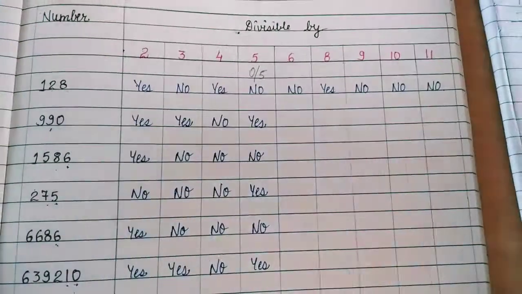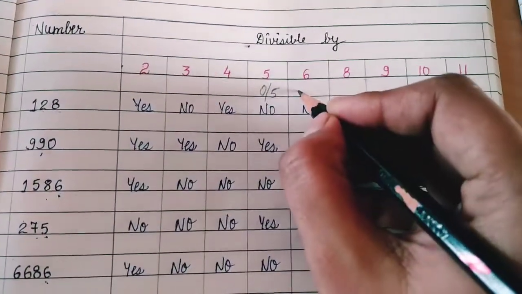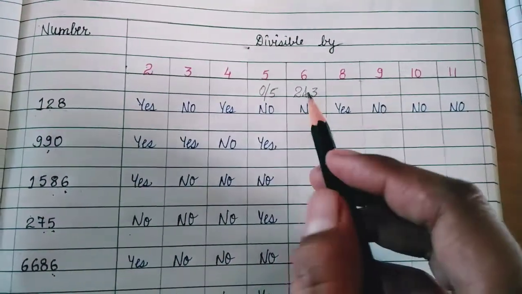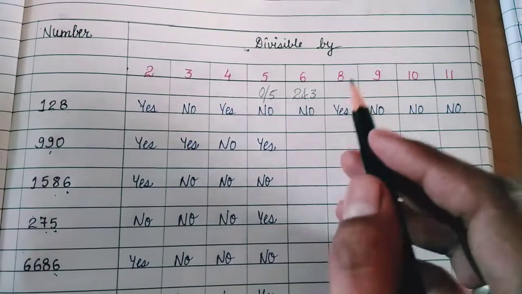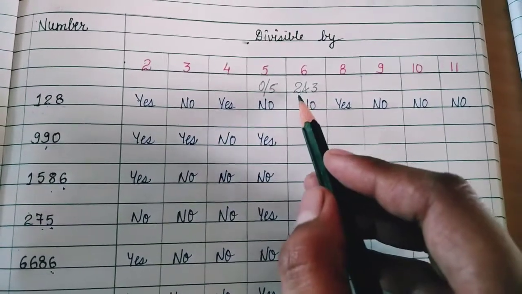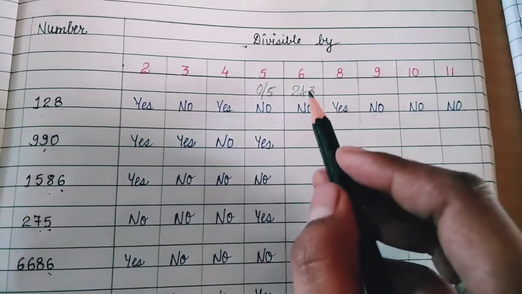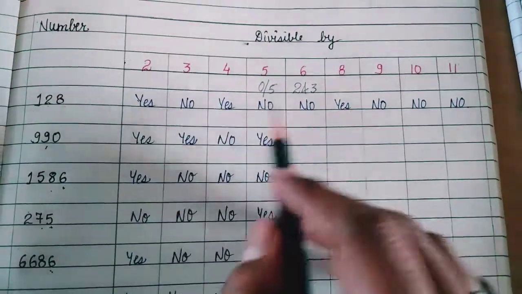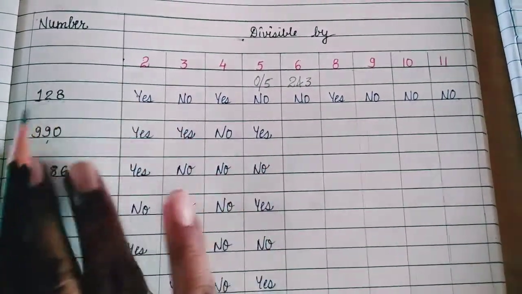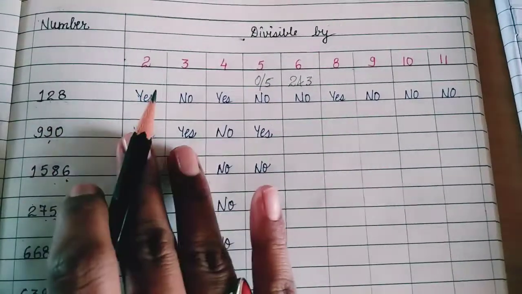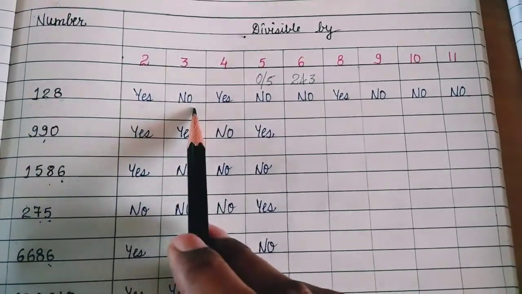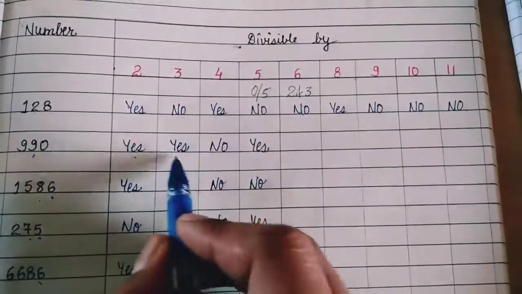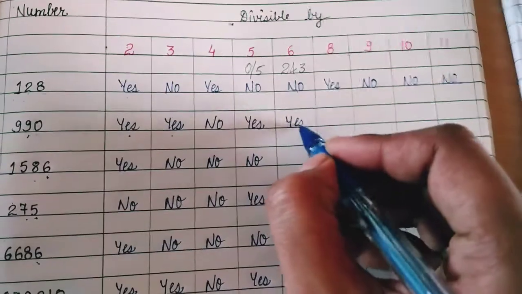Then the divisibility of 6. So we know the prime factors of 6 are 2 and 3. If any number is divisible by 2 and 3 both, only then is the number divisible by 6. So we will simply see only the 2 and 3 sections, because we have already seen the 2 and 3 divisibility. So here we have yes, no, so no, because we needed both as yes. Here we have yes, yes, it means yes.